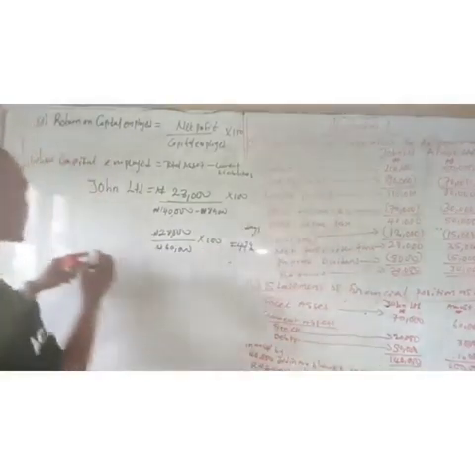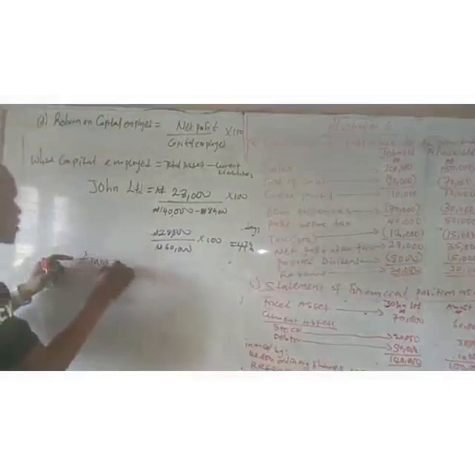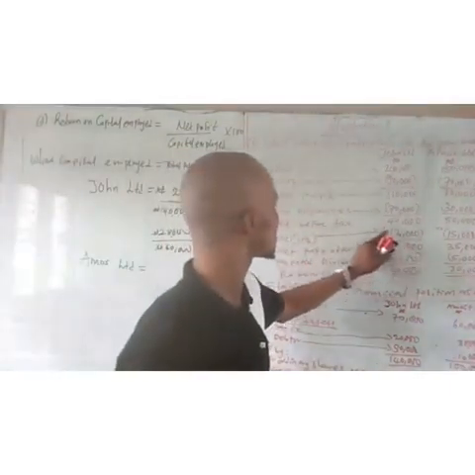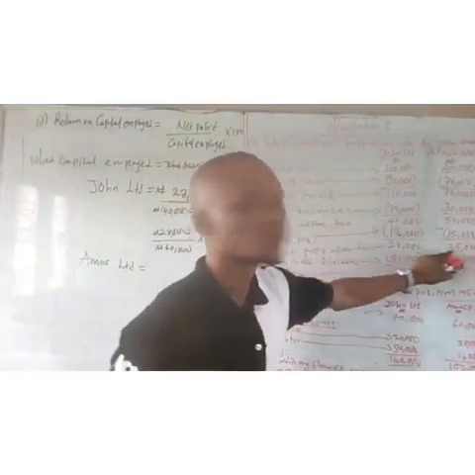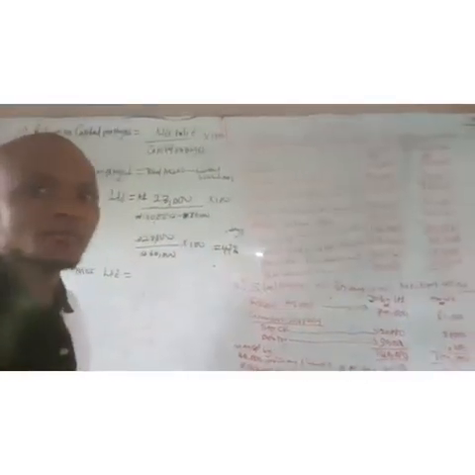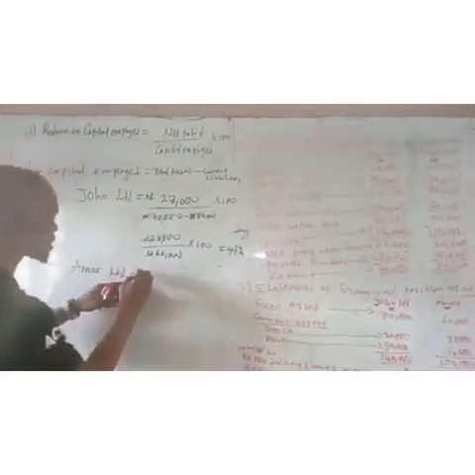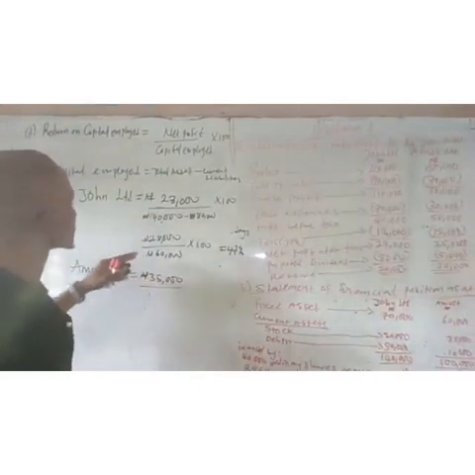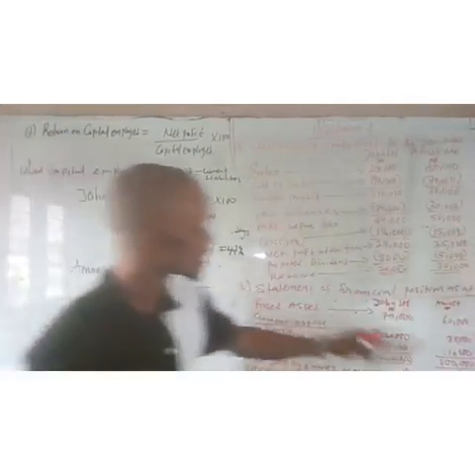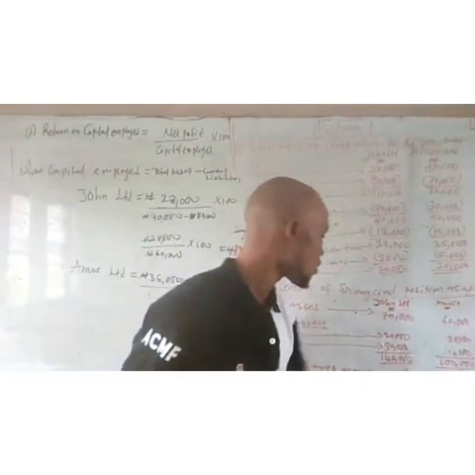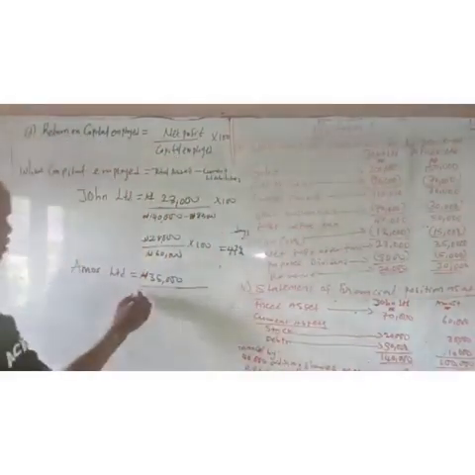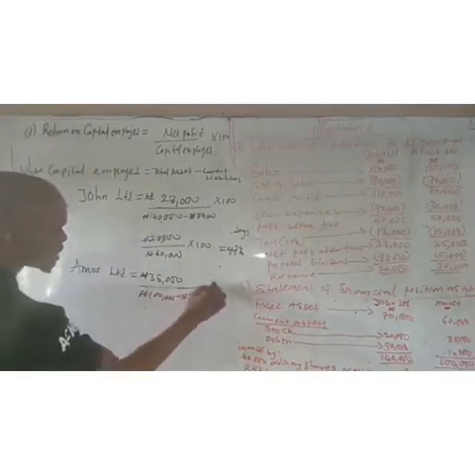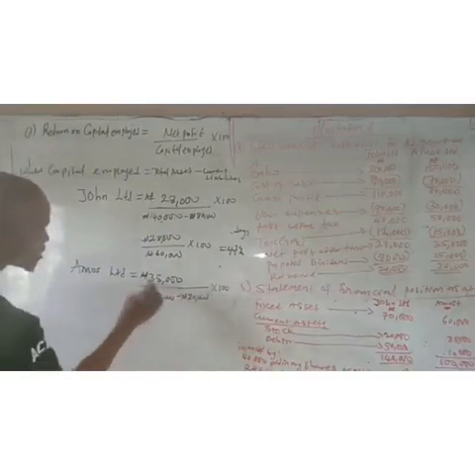Now let's calculate for Amos Limited. Amos Limited net profit is 35,000 naira. You bring down your 35,000 naira divided by the total asset for Amos, which is 100, while current liability is 30. You now have 100,000 minus 30,000 naira times 100%.